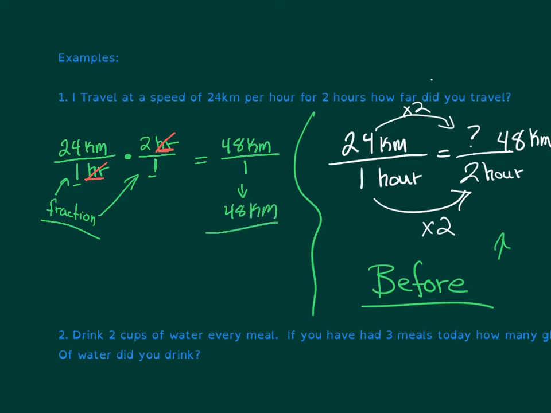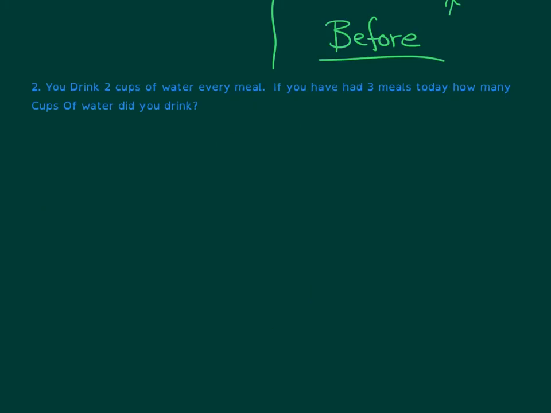Now, as you can see, I got the exact same answer. Over here, I got 48 kilometers. Over here, I got 48 kilometers. But over here, we get to see what's happening with our units behind the scenes, and that's going to be something that's really important. All right, so let's look at this second example.